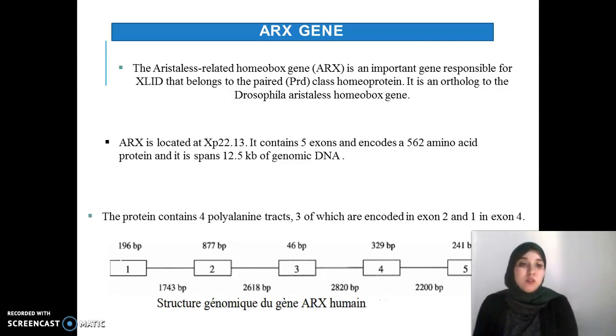It is an ortholog to the Drosophila Harzallah homeobox gene, and it is located at Xp22.13. It contains 5 exons and encodes a 562 amino acid protein, and it spans 12 kilobases of genomic DNA. The protein contains 4 polyalanine tracts, 3 of which are encoded in exon 2 and 1 in exon 4.